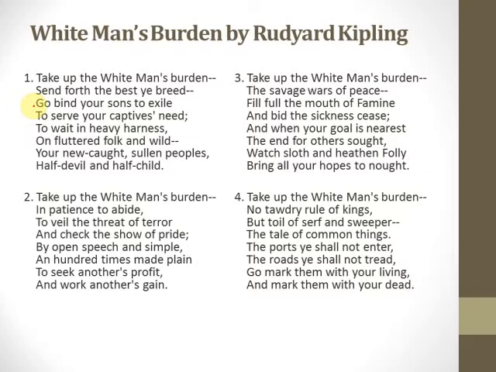And so here's a poem by Rudyard Kipling to explain the responsibility of the whites over others. Now, this is actually referencing British colonization, but the same is true for Americans. So I'm going to read it to you real quick.